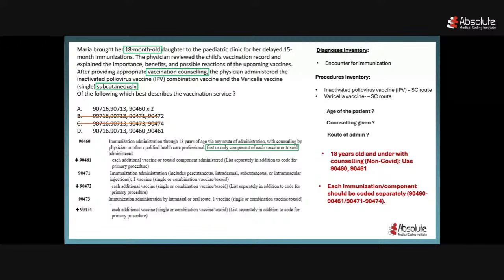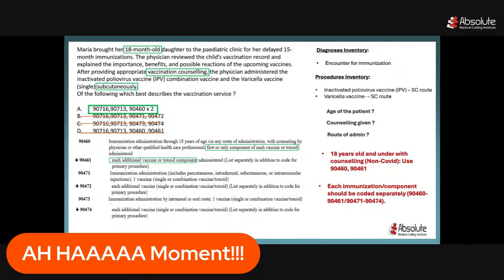So you have to use CPT code 90460 twice, which covers one component from both of these vaccines. And that makes option D incorrect and option A the correct answer. There you go. Yes, that was an aha moment. And that is the reason why I said in the beginning, it is very important to know the difference between a component and a combination vaccine.